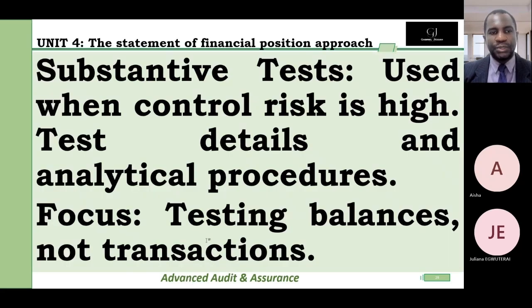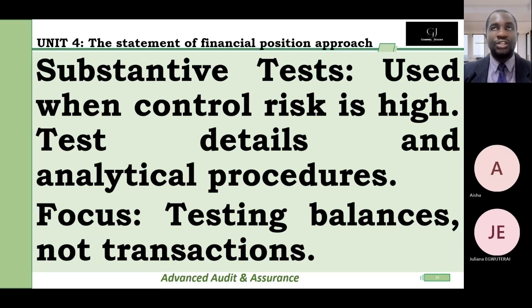This approach speaks to an audit strategy that primarily involves substantive testing. It is typically adopted when control risk is assessed as very high. So the meaning is that the internal control environment or internal control system is weak or unreliable. So we employ the statement of financial position approach.